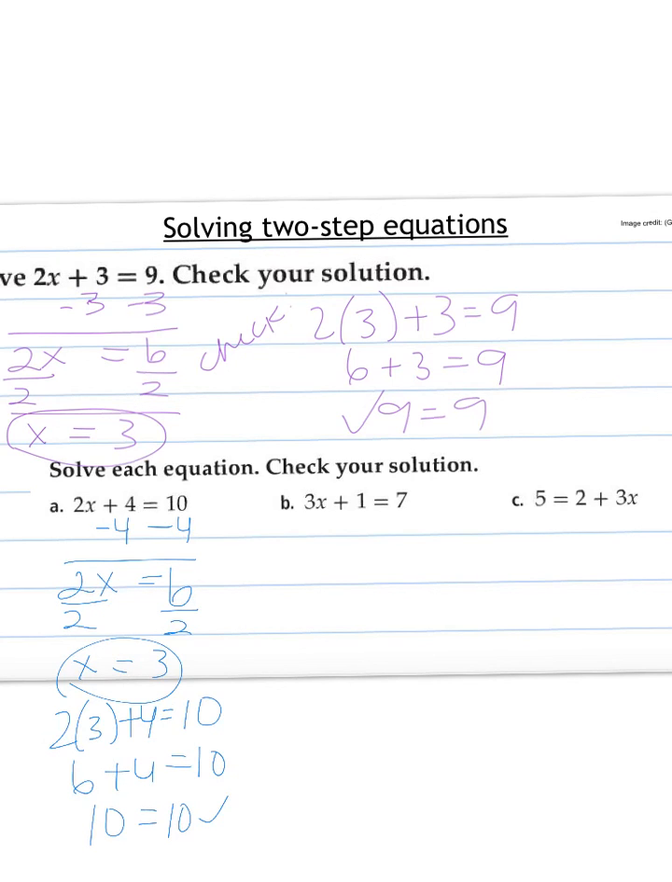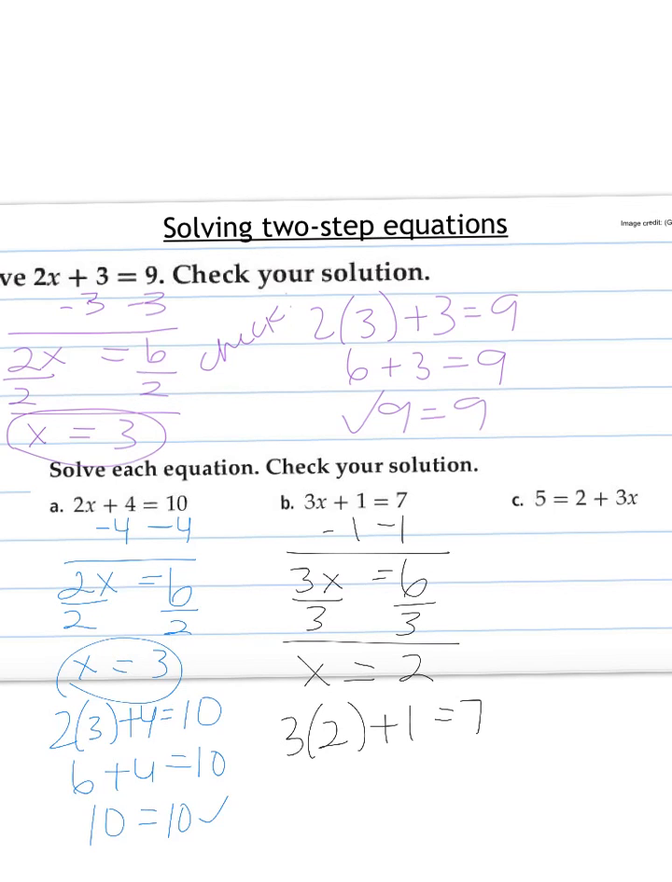3x plus 1 equals 7. Do your addition or subtraction. Subtract 1 from both sides. 7 minus 1 is 6. Divide both sides by 3. The 3's cancel, and you're left with x equals 2. Now we check. 3 times 2 plus 1. 3 times 2 is 6. 6 plus 1 is 7. Again, I expect you to show each individual step like this. That works, so x equals 2.